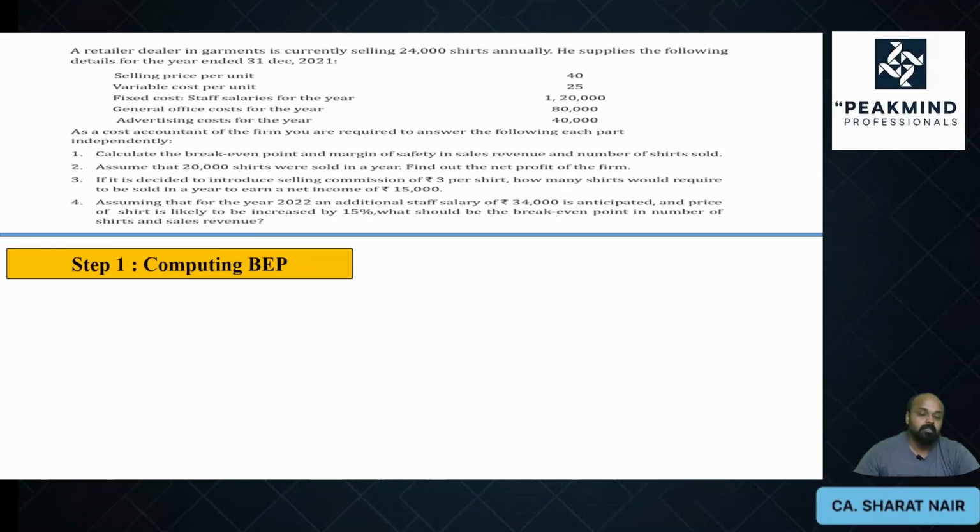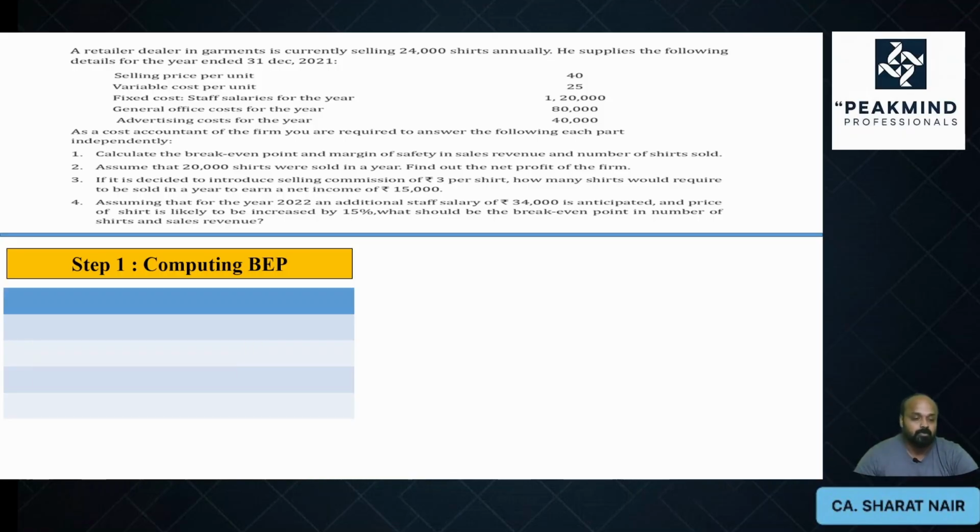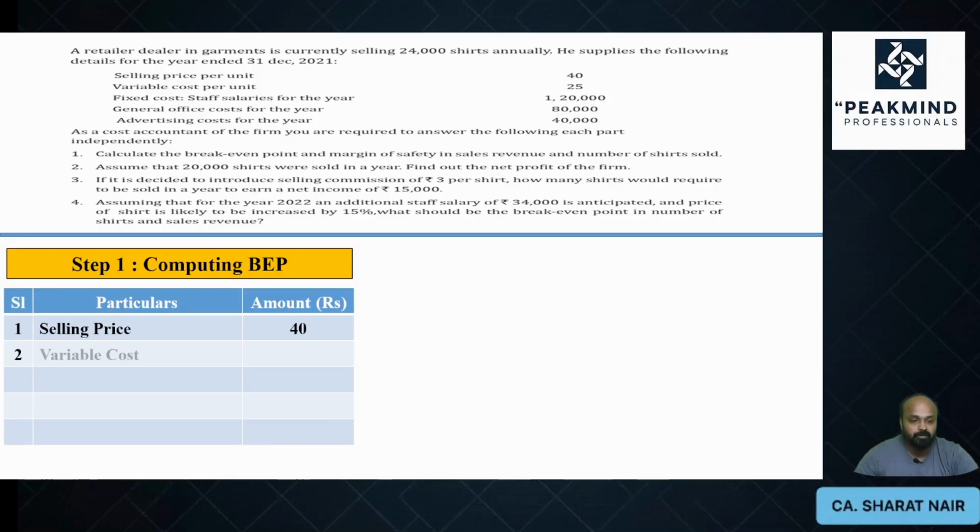Yes. Let's first find out the break-even, the first part of the question, that is break-even point and margin of safety, both in units and value. So first, the selling price is given as 40 rupees. Variable cost is 25. Contribution will be 15. And then fixed cost is given, totaling 1,20,000 plus 80,000 plus 40,000.